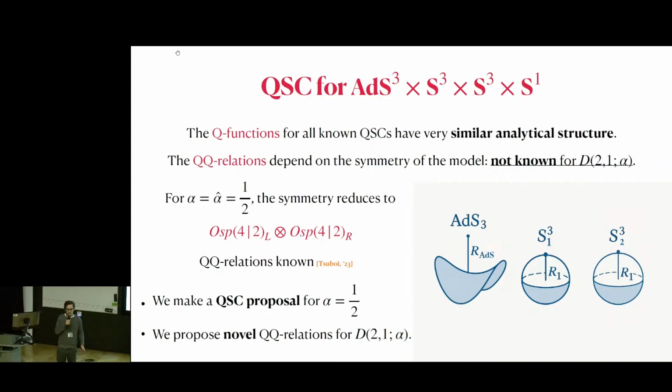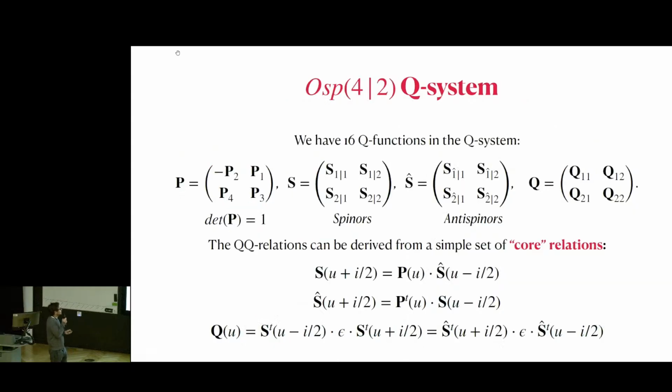So the symmetry of this spacetime, when the radii of the three spheres are the same, is two copies of OSP(4|2), for which the QQ relations are already known in the literature, and they're also very similar to the ABJM Q system. So the goal of this talk is to make a full quantum spectral curve proposal for this more symmetric case, but in the end, I will also briefly propose some QQ relations for the more exceptional case D(2,1;α), which, as far as I know, are not known in the literature. So let's start to describe this Q system for OSP(4|2).